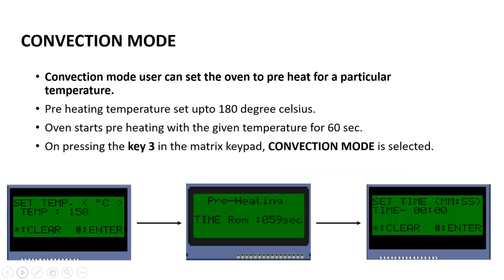Next is the convection mode. In convection mode, user can set the oven to preheat for a particular temperature. Preheating temperature can be set up to 180 degrees Celsius. Oven starts preheating with the given temperature for 60 seconds. On pressing the key 3 in the matrix keypad, convection mode is selected.